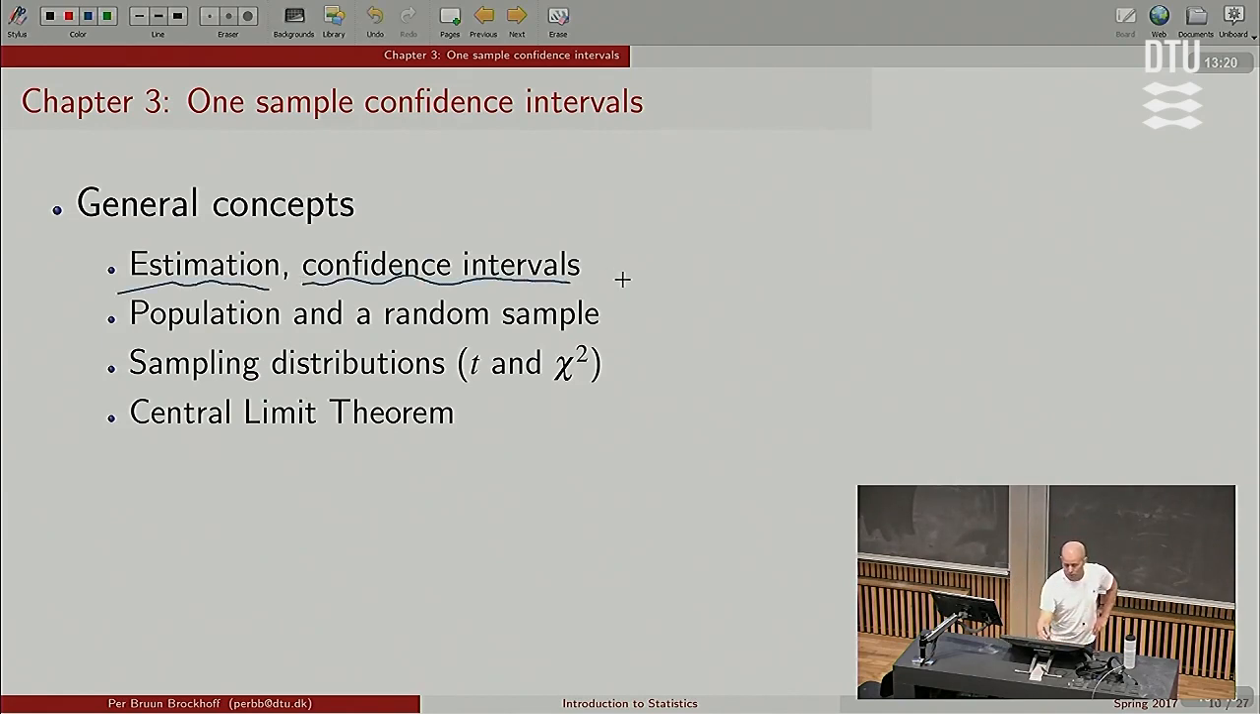We compute the confidence interval. It's about this very old-fashioned but still relevant classic notion of population and random sample. We talk about sampling distributions. We meet the t and the chi-square distributions as sampling distributions for the mean, or rather the deviation between a mean and the truth, and the chi-square for the variance, right?